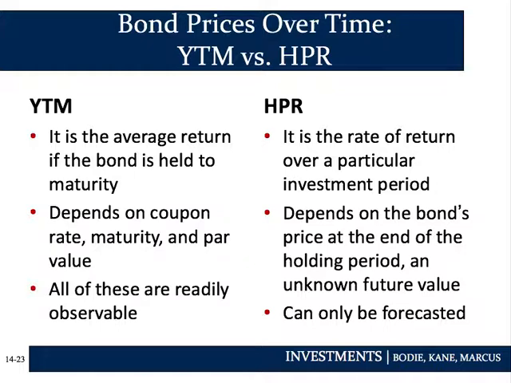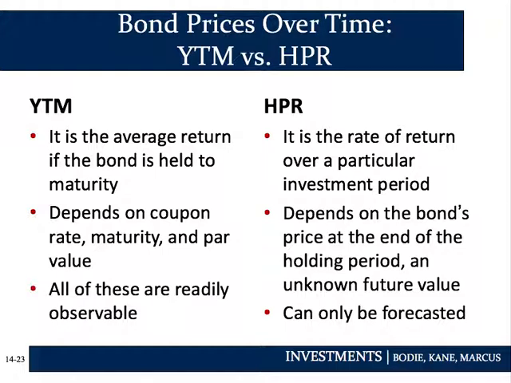We can also look at yield to maturity versus holding period return in this way. The yield to maturity is the average return of the bond held to maturity. So this is the return that you would expect if you hold on to the bond to the end. So if you buy a bond that has a yield to maturity of 6.5%, that would be the average return you would expect throughout the whole of the life of the bond. That rate depends on the coupon, the maturity, and the par value. All of these are readily observable and calculatable.